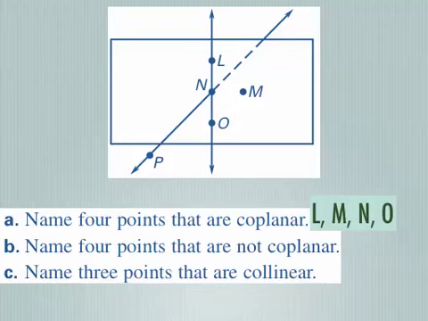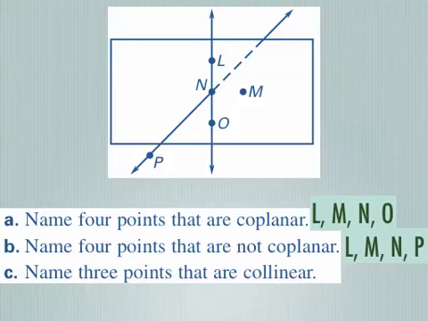B asks us to name 4 points that are not coplanar. Well, point P, if you can tell, is outside of the plane. If we put point P with any 3 of the points that are on the plane, that makes it not coplanar. Only 1 point needs to be off the plane to have it not coplanar. So I'm going to put L, M, N, and P, but you could have done P with any 3 of the other points, and they would be not coplanar.